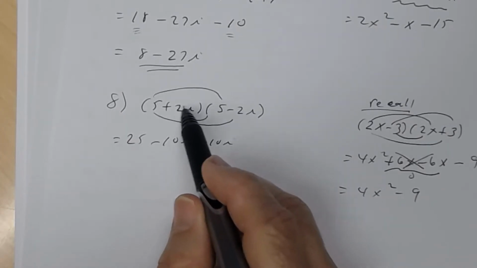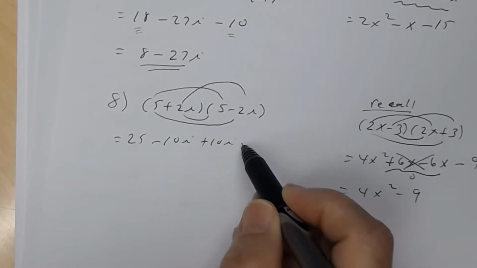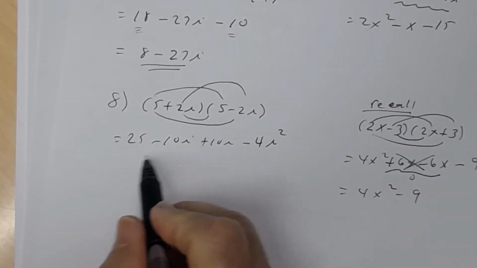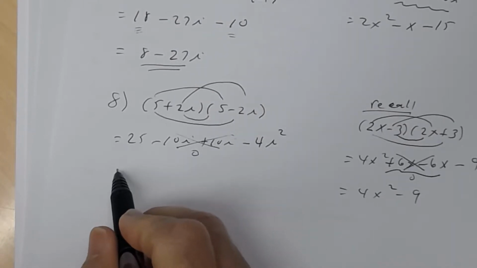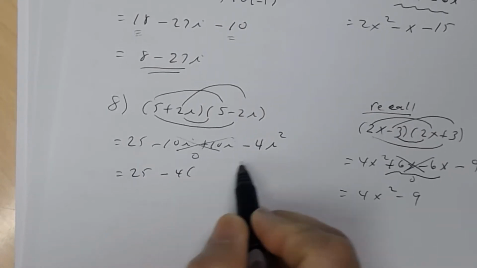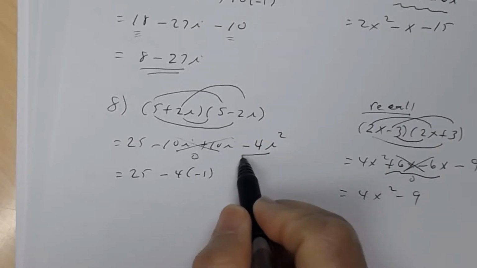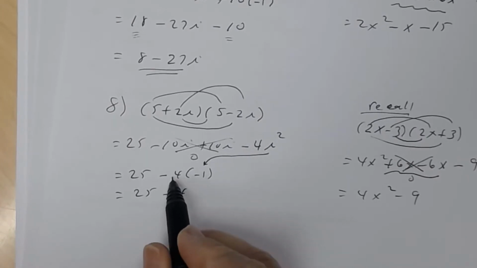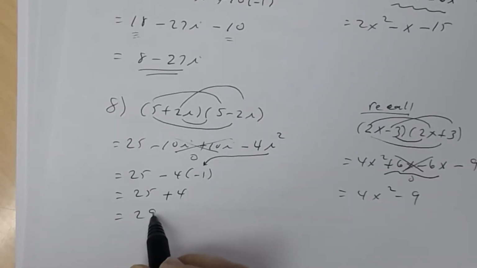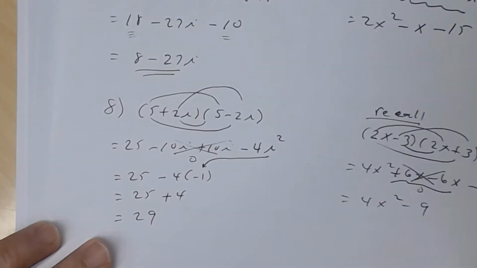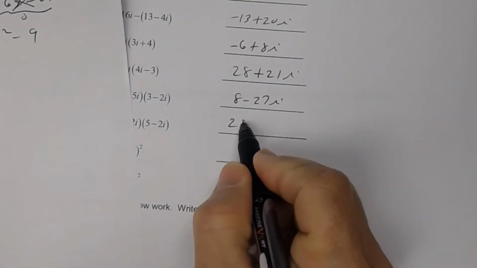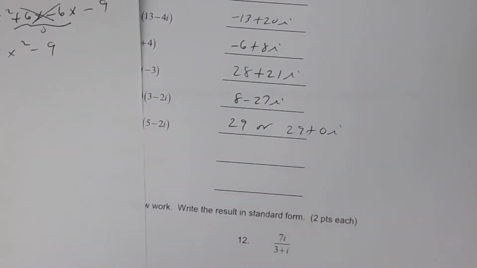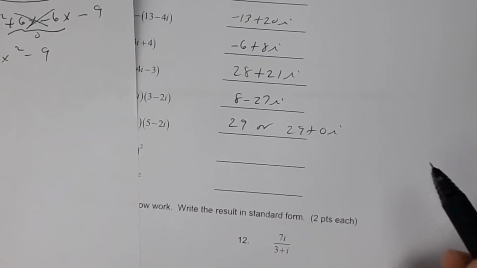And then the last terms of each binomial, positive 2i times a negative 2i is a negative 4i squared. All right, so again, this is going to be 0 right here. So I get 25 minus 4 times, remember i squared is a negative 1. And so this becomes 25 plus 4. A negative 4 times negative 1 is a positive 4, so I get 29. So the answer to number 8 is just 29. Or if you want to, you can write it as 29 plus 0i. But just go ahead and leave it as 29.